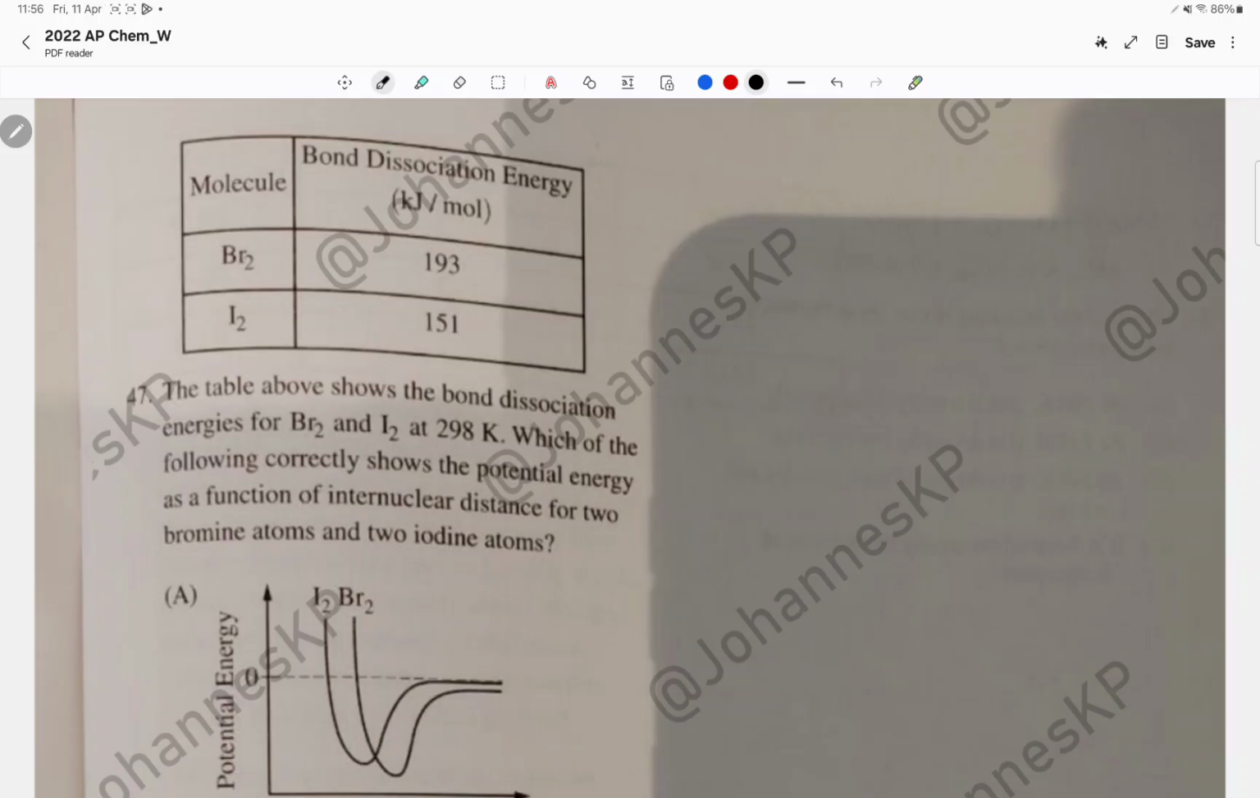Anyways, guys, Br2 and I2, do they have the same bond length? Of course not. Otherwise, why would they have different bond dissociation energy? My question to you is, which one is the longer bond? I2. It has more shells, right? So if it's longer, you have to shift it to the right. But the bond dissociation energy is going to be less, right? That means you have to shift it up. So shift right and up for I2.